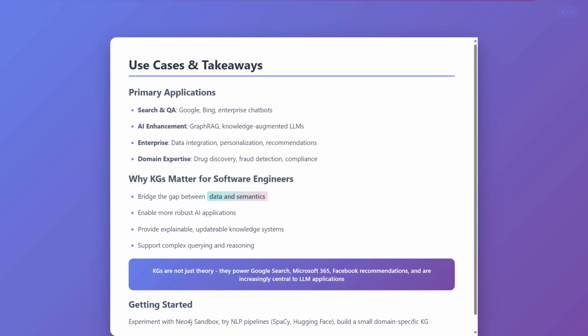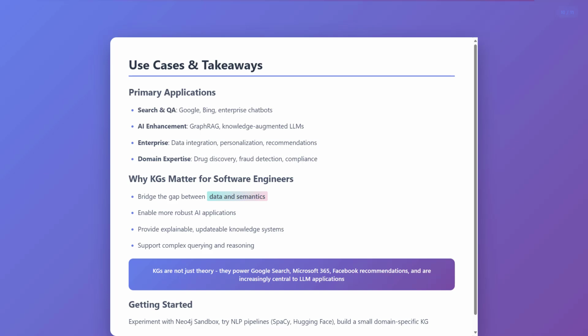The AI enhancement use cases are exploding. GraphRAG, knowledge-augmented LLMs, and persistent memory systems are all production applications you can build today. For enterprise applications, knowledge graphs shine in scenarios where you need to integrate data from multiple sources while preserving relationships, or where compliance and explainability matter.